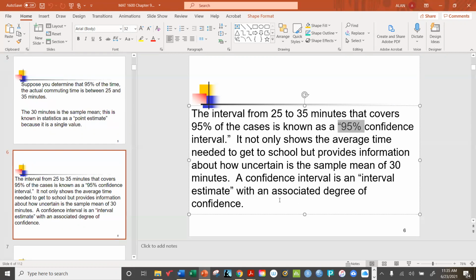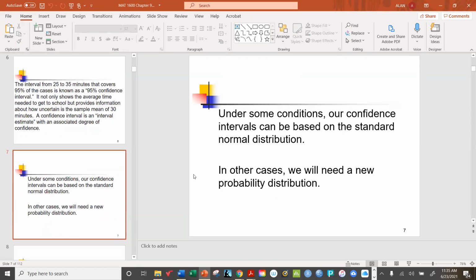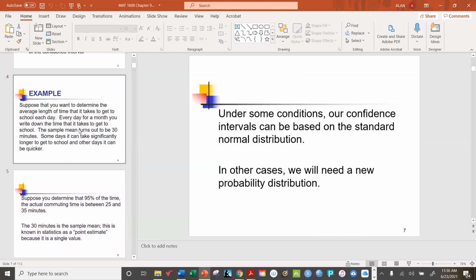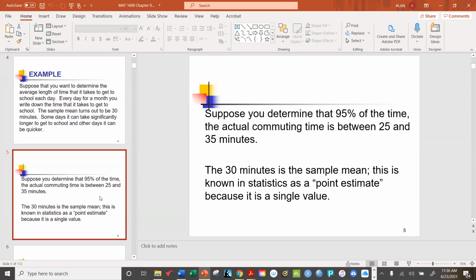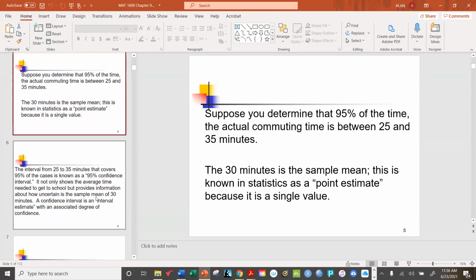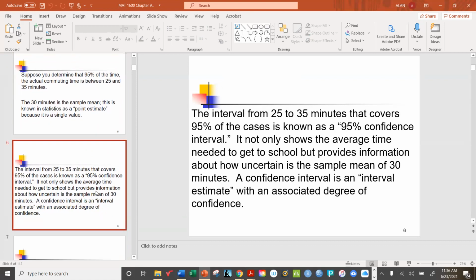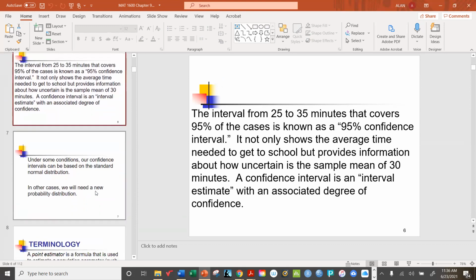All right, so we're making a distinction here between two types of estimates. The single value, which is what we've done up to this point, is called a point estimate, and a range of values is referred to as an interval estimate. And when we attach a confidence level to it, it becomes a confidence interval. All right, so I think we get it.